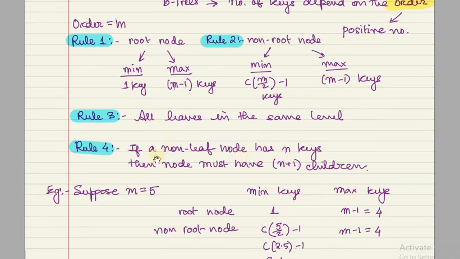Fine. Then number 4 is, if a non-leaf node has n keys, then there must be n plus 1 children. It says that if we consider a node which is not a leaf node, then if it has n keys, it must have n plus 1 children. This is also one of the criteria that has to be followed. So whenever we construct a particular B tree, we have to see that this rule is satisfied. Why do we say non-leaf node? Because if it's a leaf node, of course there will be no children, and that's why it's a leaf node.